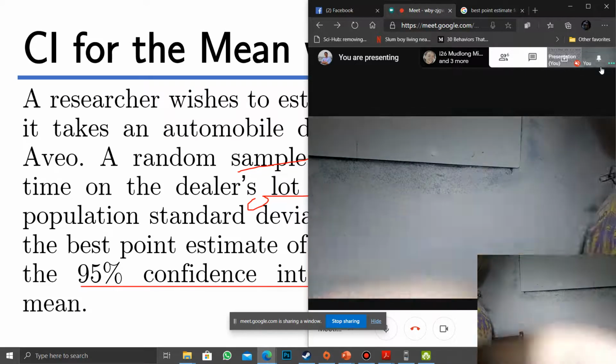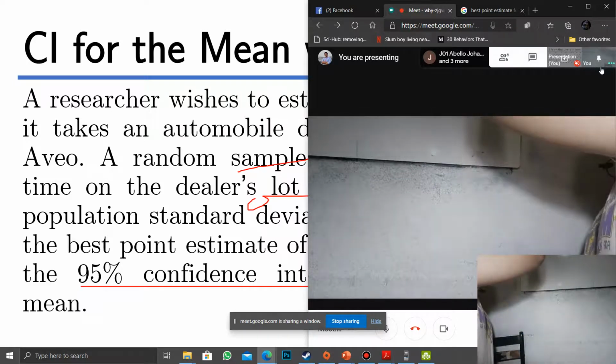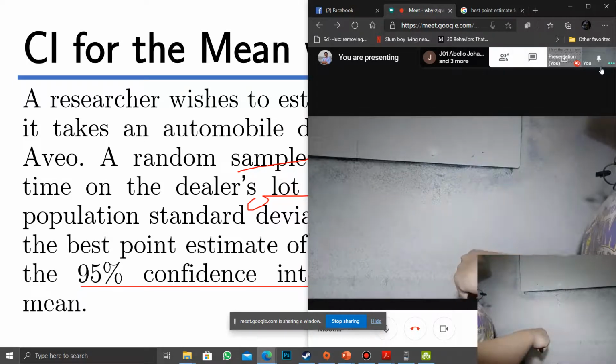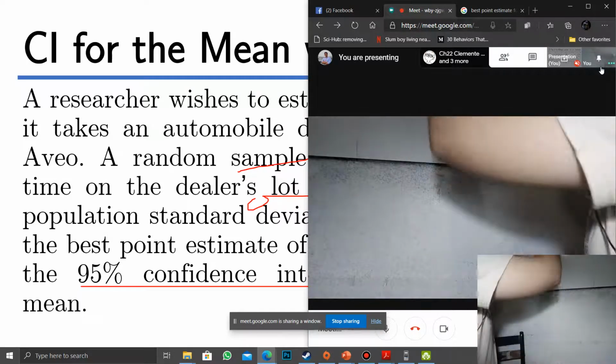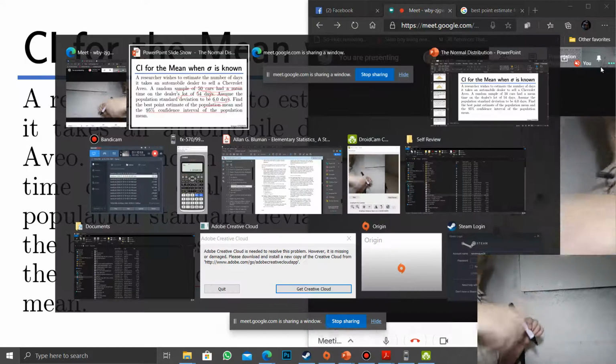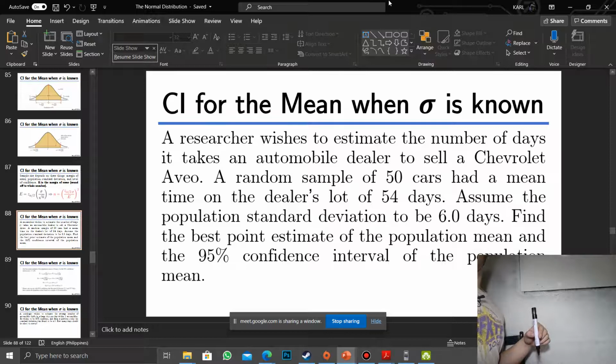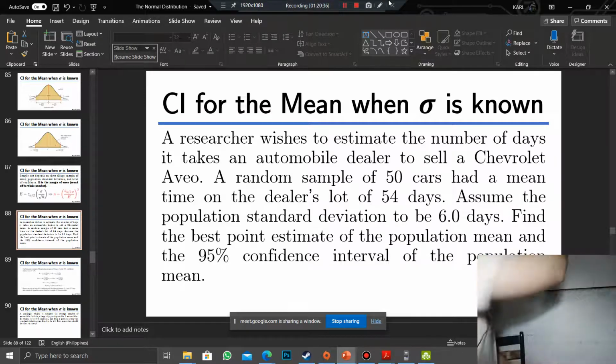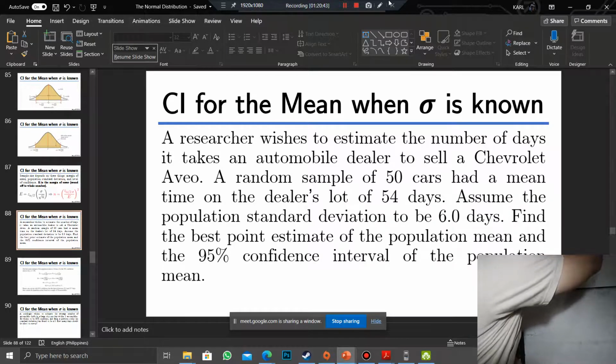Diba? X bar minus z alpha over 2 times sigma over square root of n, less than mu, less than x bar plus z alpha over 2 times sigma over square root of n.